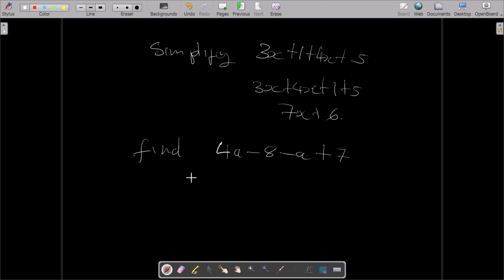This is the question from the previous video. Now the solution is nothing but 4a minus a minus 8 plus 7. Here we get 3a, here we get minus 1. Only that. If you were to identify the coefficient of a, the coefficient of a is equal to 3.